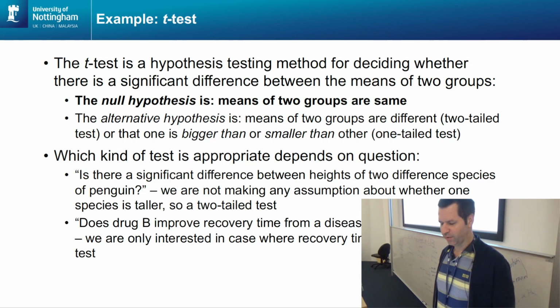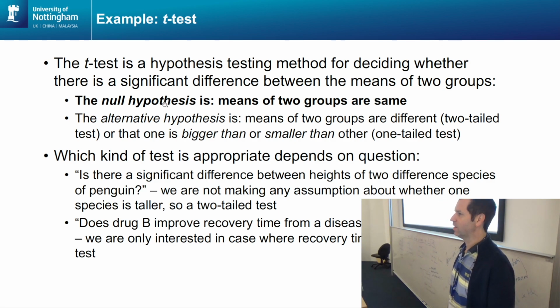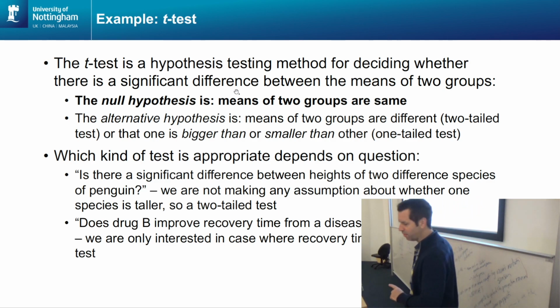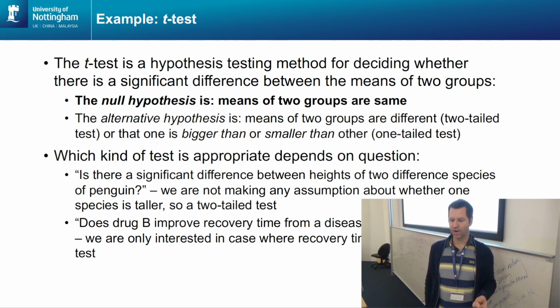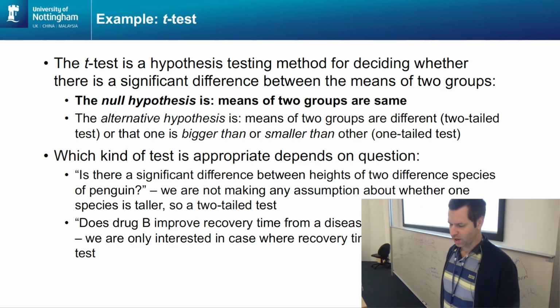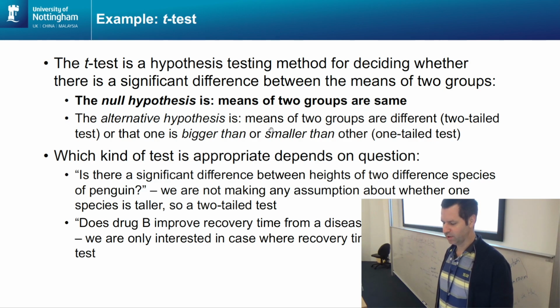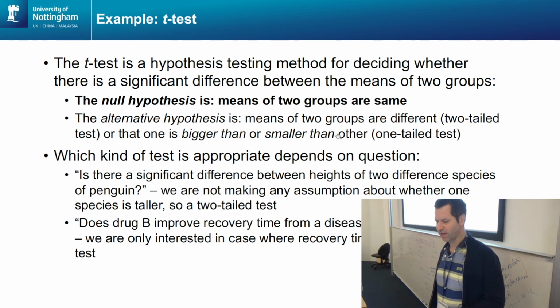So if we apply the null hypothesis in this case, the null hypothesis is that the means of the two groups A and B are the same. The alternative hypothesis is that the means of the two groups are different, and one is bigger or smaller than the other. If we say the means of the two groups are different, we're conducting a two-tailed test, and if we say that one is bigger than the other, it's a so-called one-tailed test.